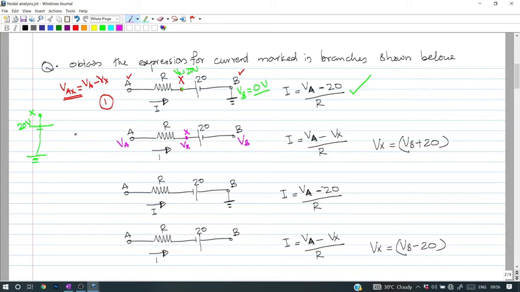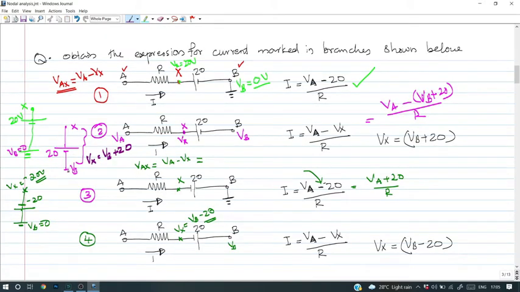So now let's redraw the circuit up to X. So this is your X. So this is 20 volt. This point is at VB. So how to determine this voltage? This point is at potential VB and this voltage is 20 volt. So what is the potential up to X? It is the sum of VB plus 20. So Vx is equal to VB plus 20.